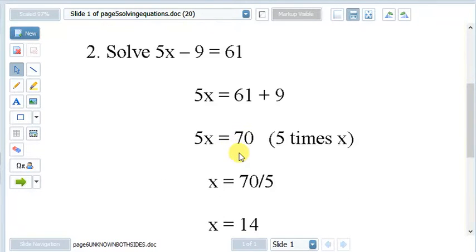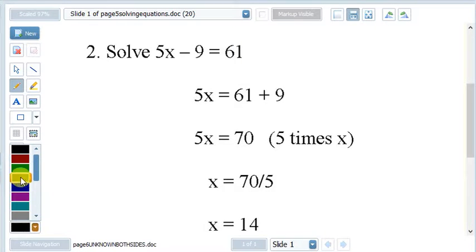Okay, so example 2, and this one here is slightly trickier, but if you stick to the method you should be okay. First of all, I'm just going to write in a different colour. I'll go for blue. Okay, so solve, and we've got 5x. Now 5x is an unknown. Doesn't seem to like that.